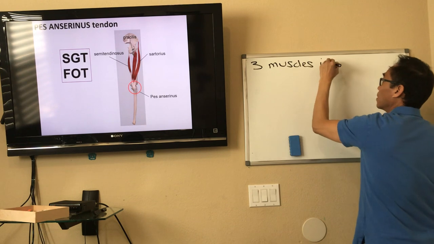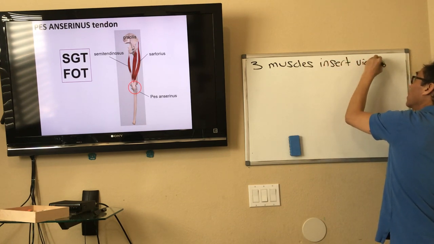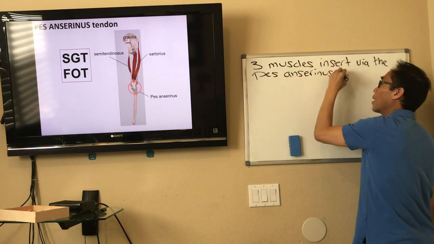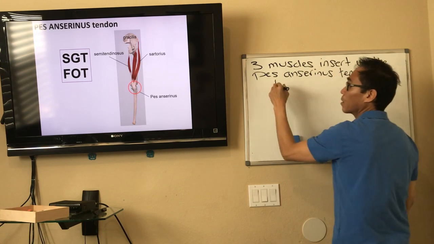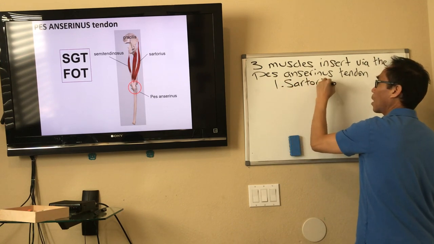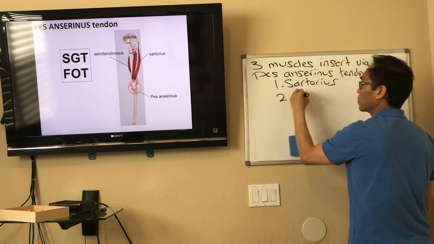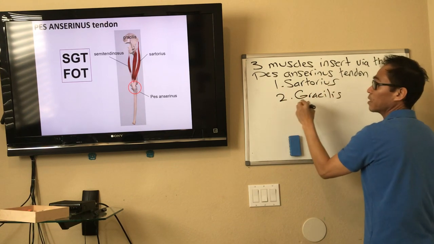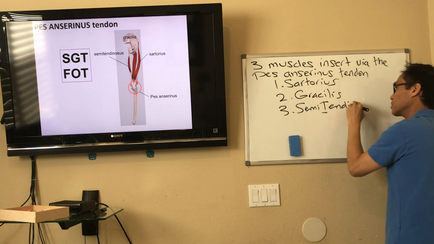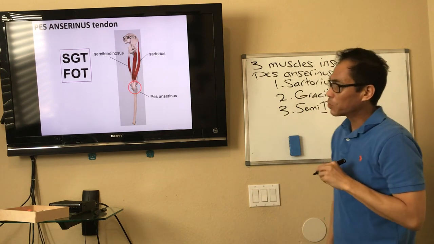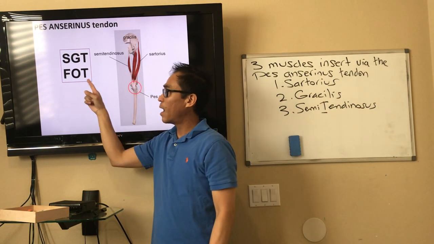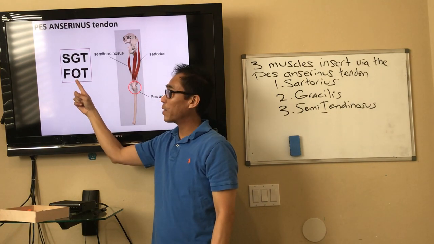Three muscles insert via the pes anserinus tendon. They are the sartorius, gracilis, and the semi-T, tendinosus. And I think that's cool because you have a muscle from each compartment, anterior, medial, posterior, and they're innervated by three different nerves: femoral, obturator, tibial nerve.